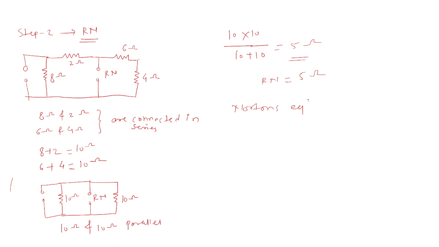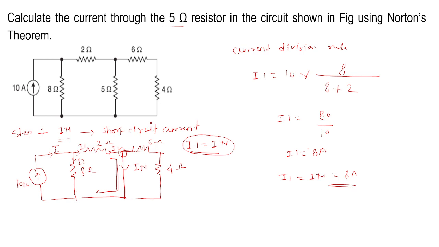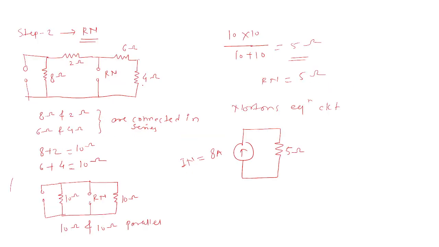Norton's equivalent circuit. So this is our IN, that is 8 ampere, is equal to IN. Again, this is our RN, that is 5 ohm. Okay. Now see, check the example. What is asked? Current through 5 ohm resistor. So we all know that this 5 ohm is nothing but our RL. Again, in Norton's equivalent circuit, we need to reconnect as it is.